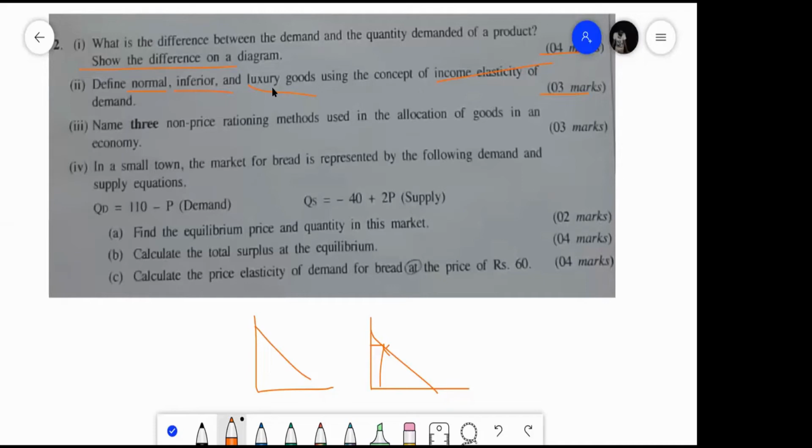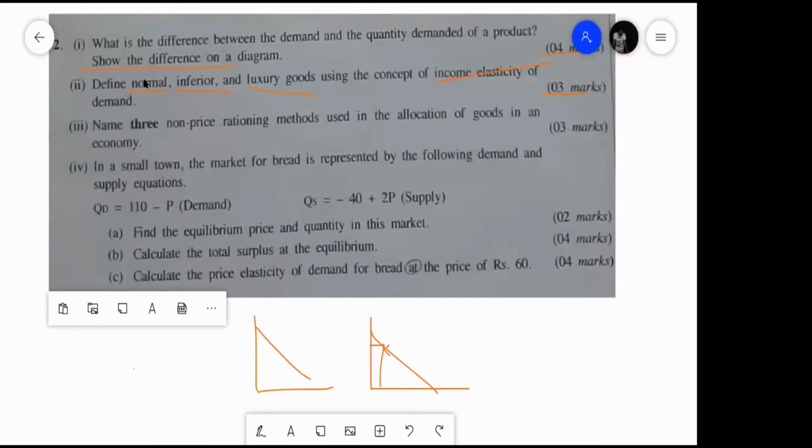Okay, so if there are no questions, we'll move on to the third part. The third part is: name 3 non-price rationing methods used in allocation of goods in an economy. Can you all name non-price rationing methods? We studied this under unit number 3. Okay, queuing. So you can talk about a queuing method.